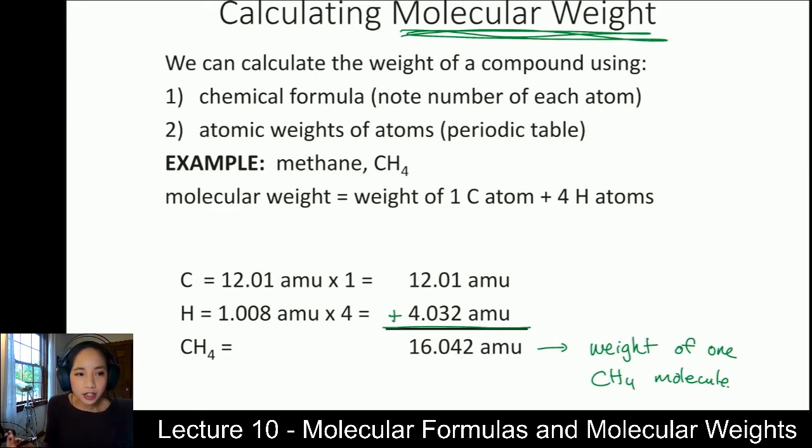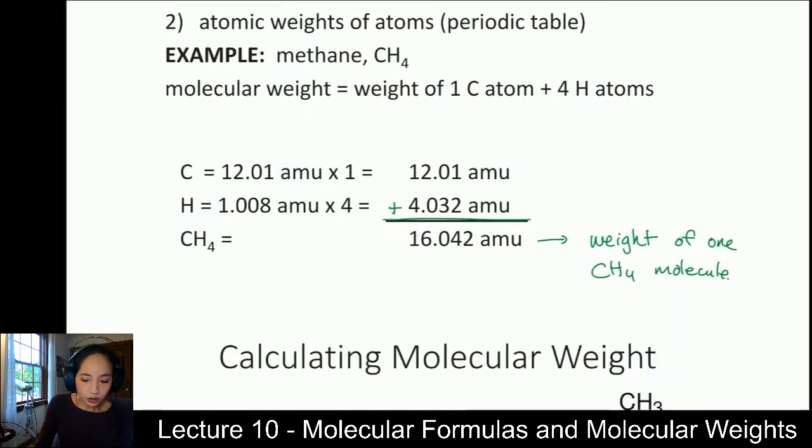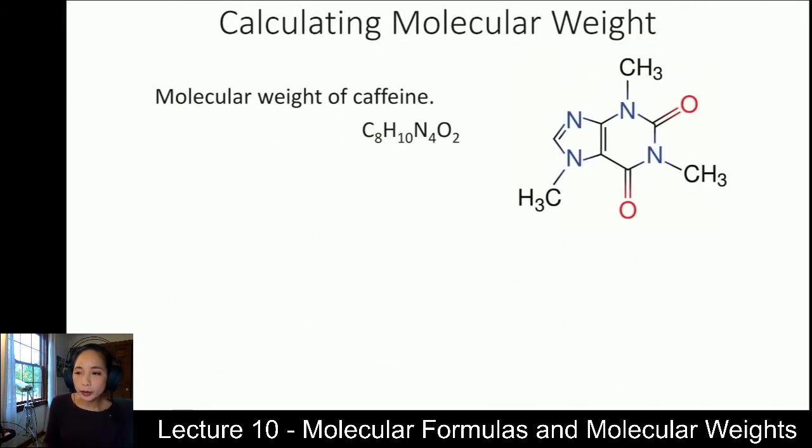I like to differentiate that because we're going to learn a different type of mass instead of one molecule. We're going to also look at a mole of molecules, kind of the same thing we did when looking at atoms and elements. So I just want to make that distinction right here, that the weight of one CH4 molecule is 16.042 AMU. So let's do another example, a little bit more complex.